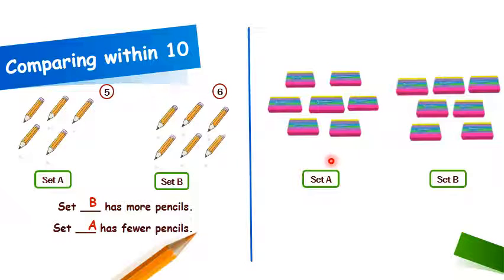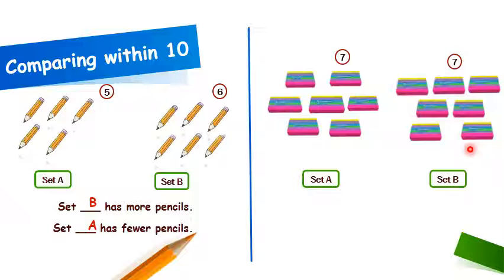Good. Now let's see here. Here are two sets in which some erasers you see. Now count how many erasers are there in set A. 1, 2, 3, 4, 5, 6, 7. There are 7 erasers in set A. And how many erasers are there in set B? 1, 2, 3, 4, 5, 6 and 7 erasers.